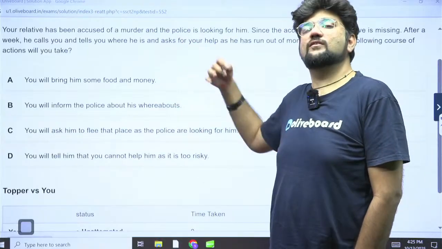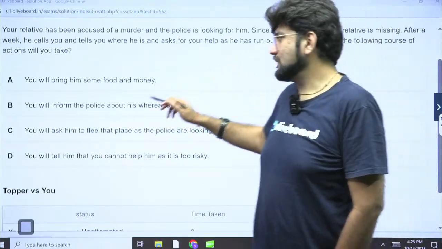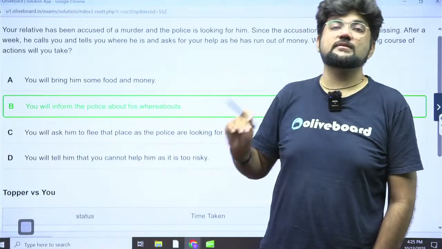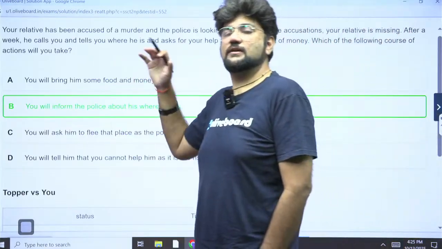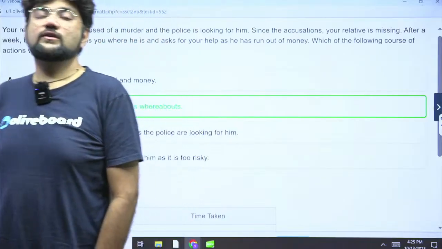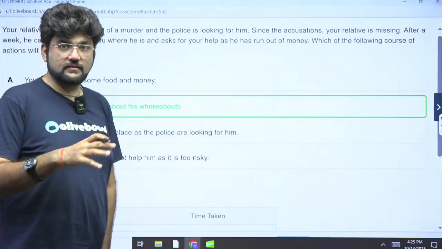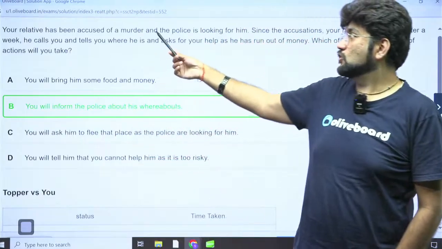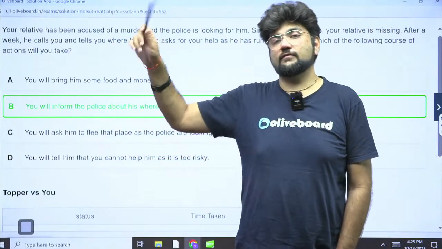And that might just confuse you. Okay, don't overthink. This is the correct answer. Why? Because your moral duty and responsibility comes above your family responsibilities or duties, right? Moral duties and responsibilities towards your country as a citizen have more value, more importance. And if he's been accused of a murder, human life always has priority.